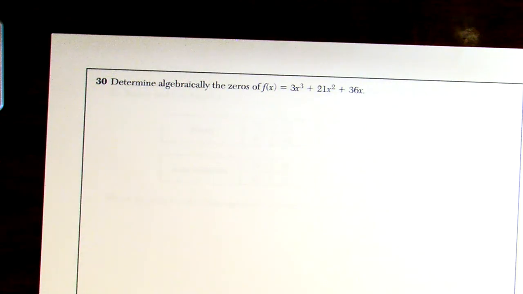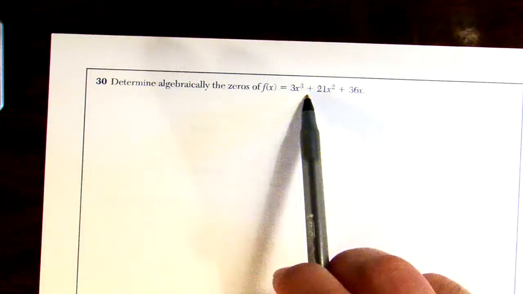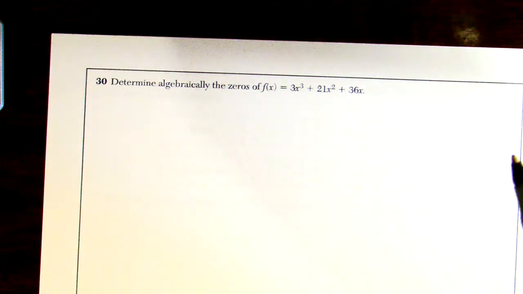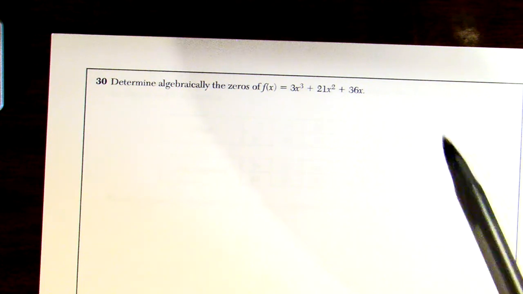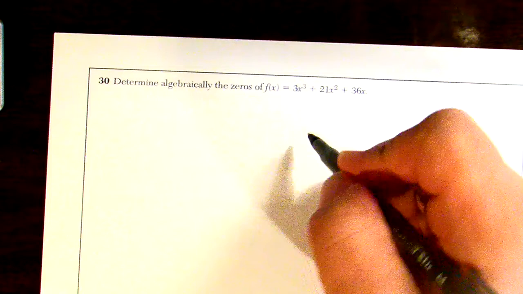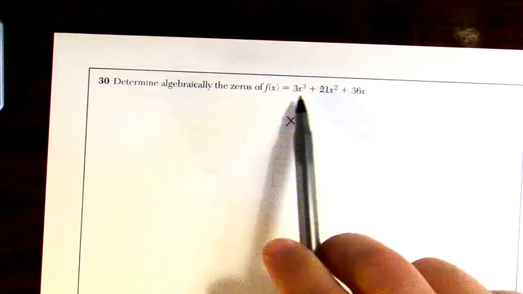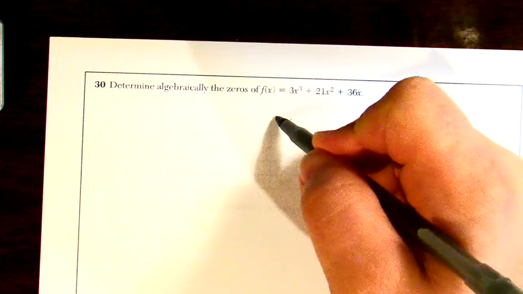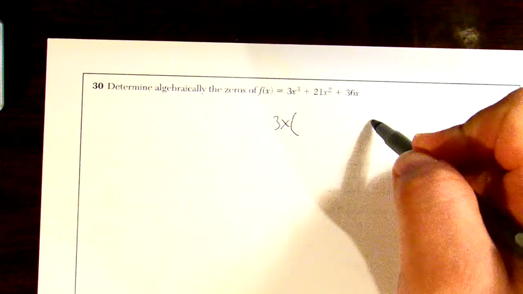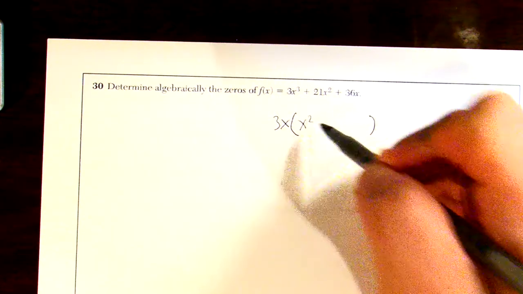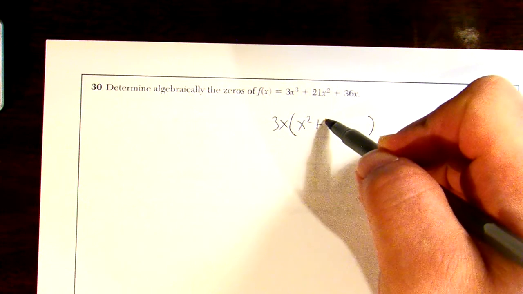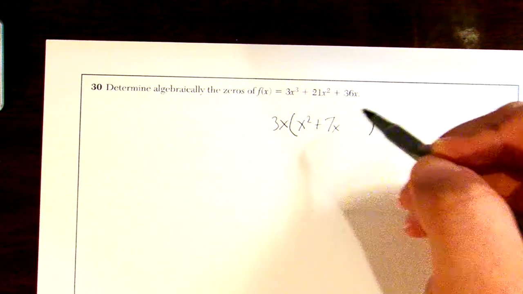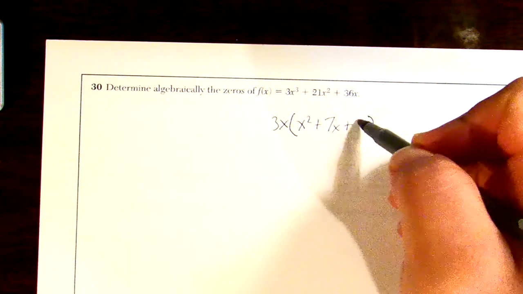Determine algebraically the zeros of 3x^3 + 21x^2 + 36x. Before I plug this into my calculator, I should notice that they both have an x, so I can take out an x. And 3 is divisible into 21 and 36 evenly. So I could take out a 3x, which then in my parentheses gives me x squared plus 7x, and over here would just be a plus 12.